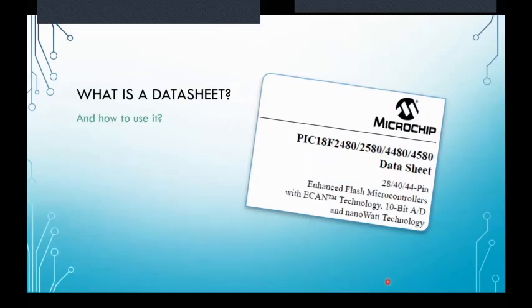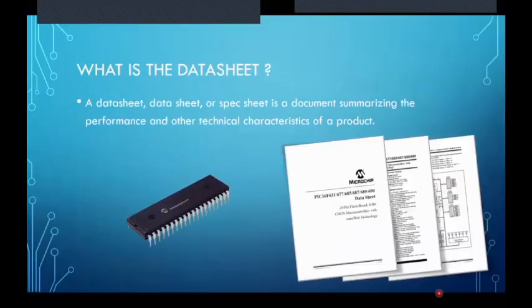Now, whenever we use a new electronic device or any new circuit, any new IC, we have to look at its data sheet to understand how that IC works. Now, what is a data sheet, and where to find a data sheet, how to use a data sheet? Data sheet is simply a technical document which explains all the details of an IC.